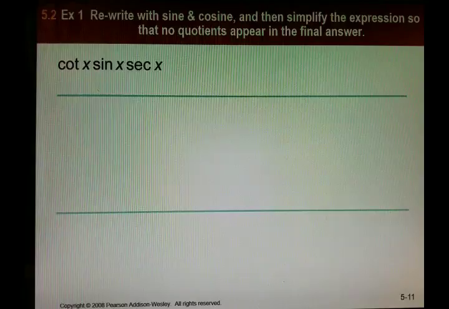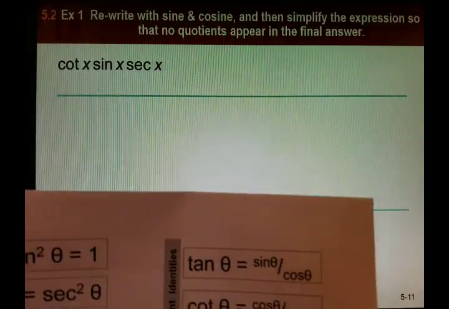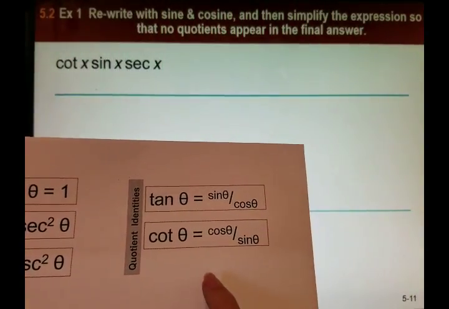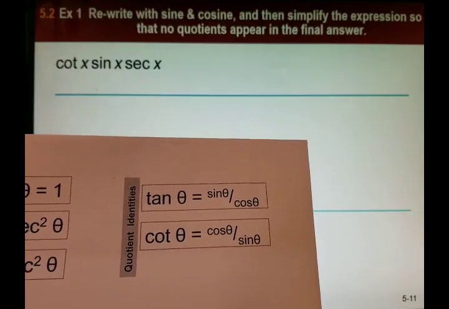The cotangent of x times the sine of x times the secant of x. The directions tell you to rewrite this with just sines and cosines, then simplify the expression so that no quotients appear in the final answer. So to do that, if we remember just a minute ago, we had just said that the cotangent of x was the cosine over the sine. So that's how you want to rewrite the cotangent.